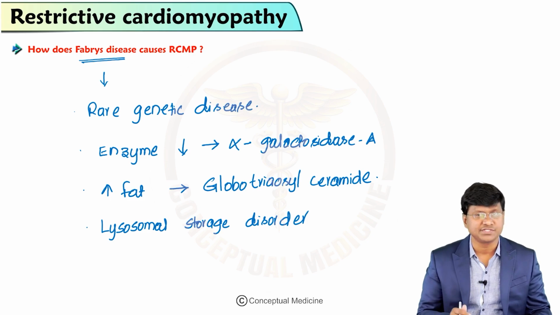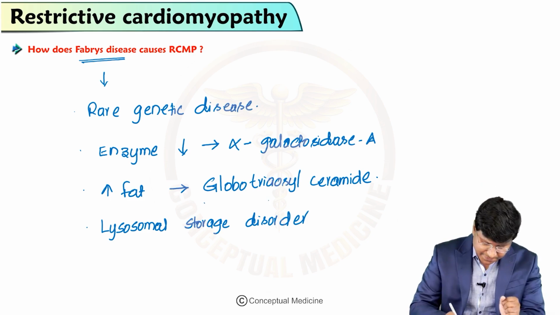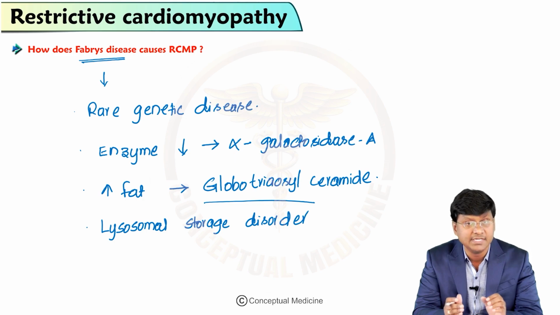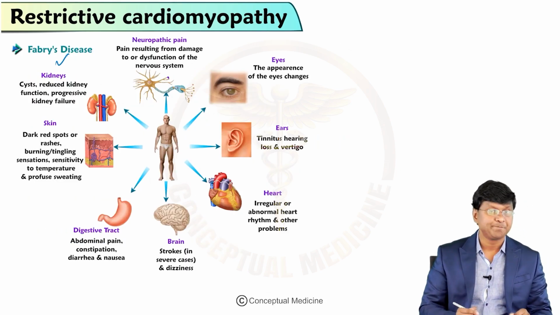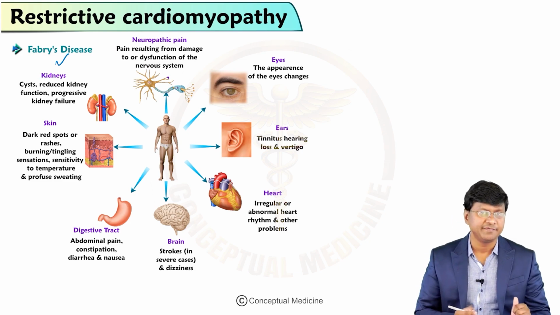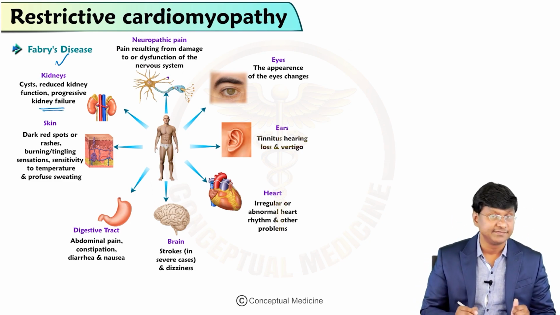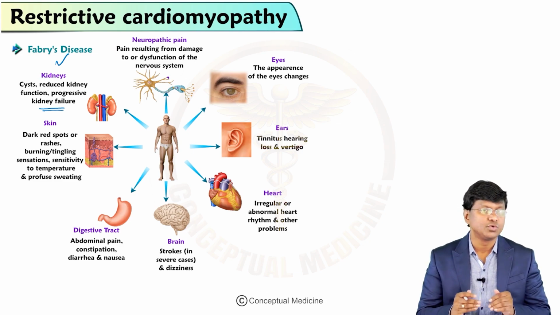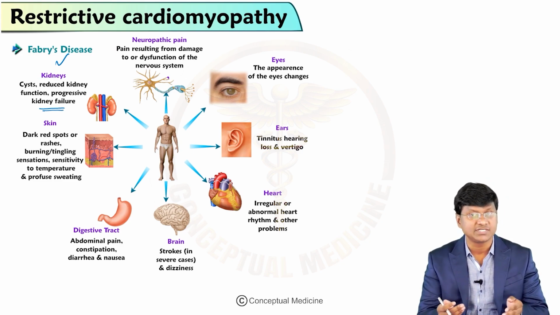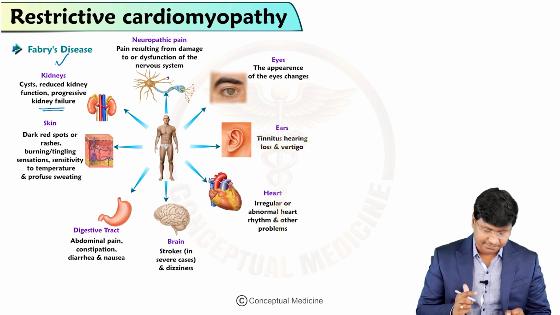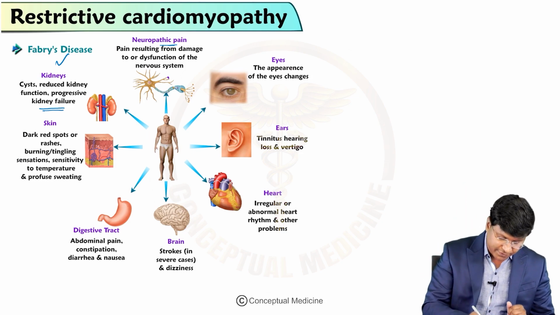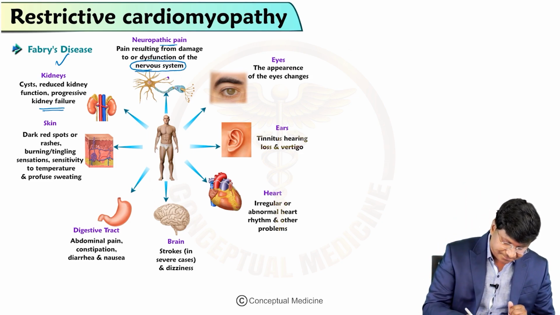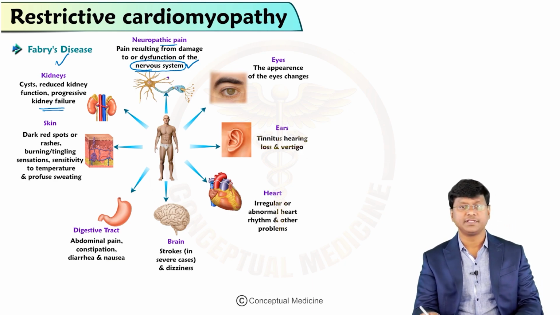And then what will be the manifestations of Fabry's disease? So this particular fat, globotriosylceramide, is accumulated in multiple organs in our body. It is a multi-system disorder. It gets accumulated within the kidney, causing reduced kidney function and progressive kidney failure. It also gets accumulated within the nervous system, where the individual will have neuropathic pain that is due to dysfunction of the nervous system.